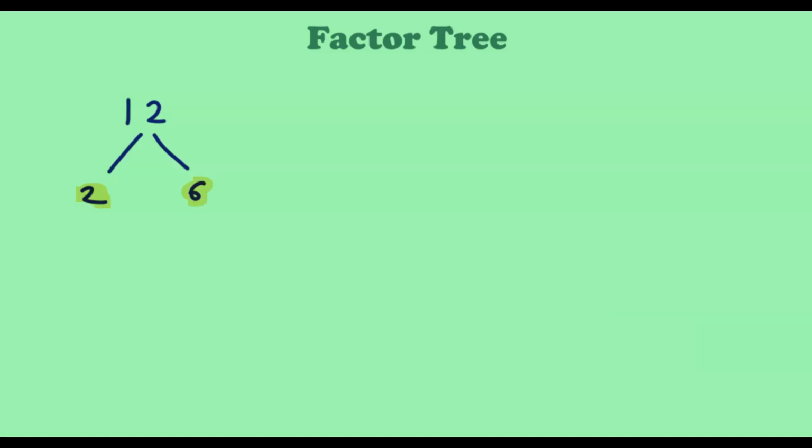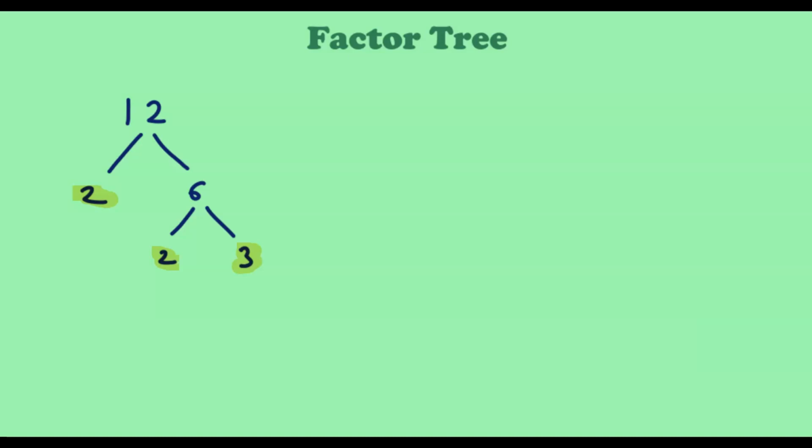Now we want to find the prime factors. So let us consider which one of these two is prime. Now 2 is a prime number, 6 is not. So we're going to break down 6 further. Now we know that 6 is equal to 2 times 3. So this is what we get. And now let us have a look at what we have. We have 2 over here, we have 2 over here, and we have 3 over here. All of them are prime numbers.